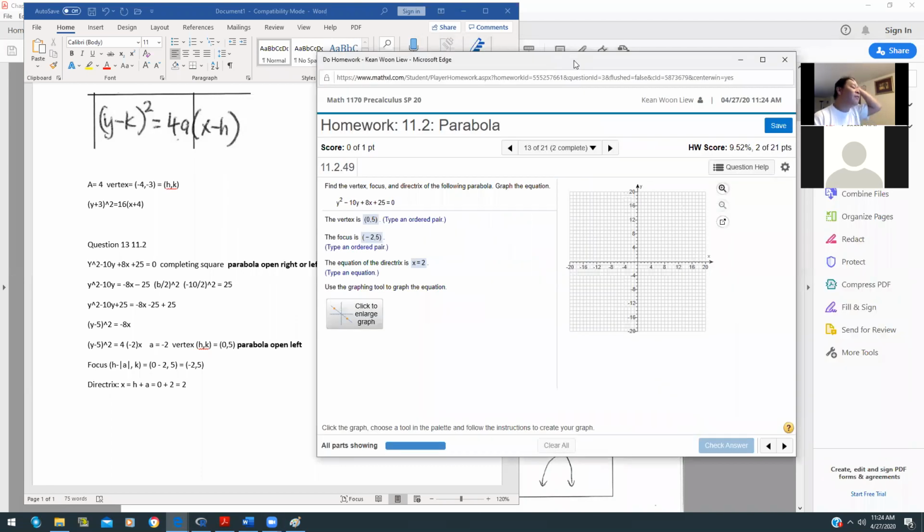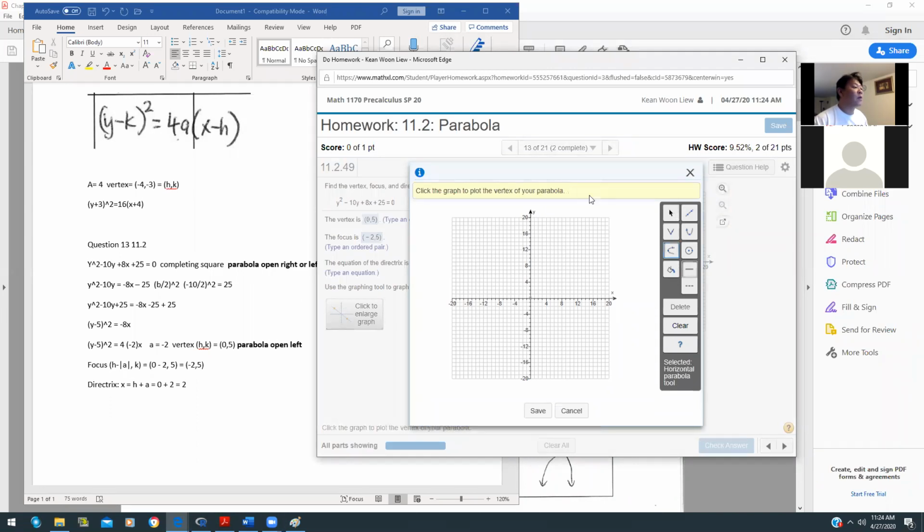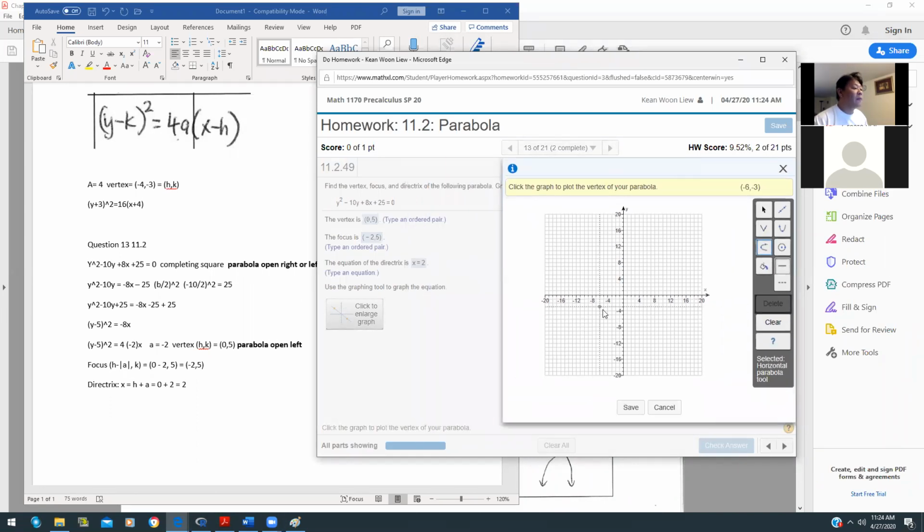So how do we graph this is we first enlarge this, and then this is going sideways, left and right. First point out the vertex. The vertex is at 0, 5. 0, 5 is somewhere here. Okay. And then what you do next is you find the coordinates of your latus rectum here. So you take your A, and your A is 2 here. So this is your focus point, -2, 5.